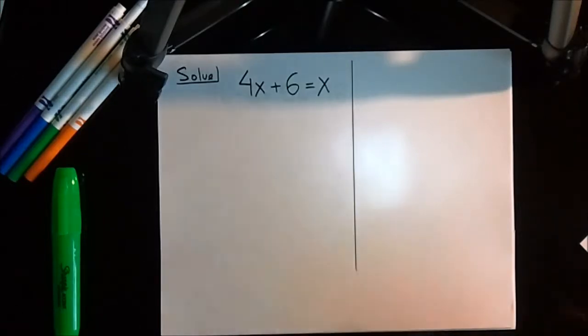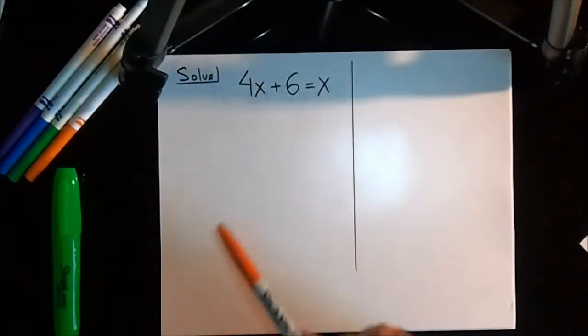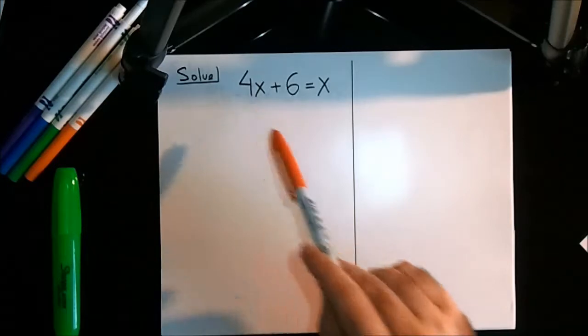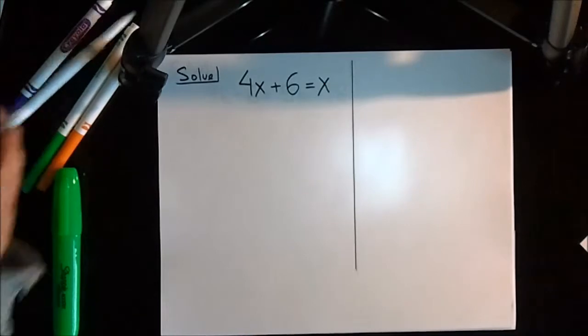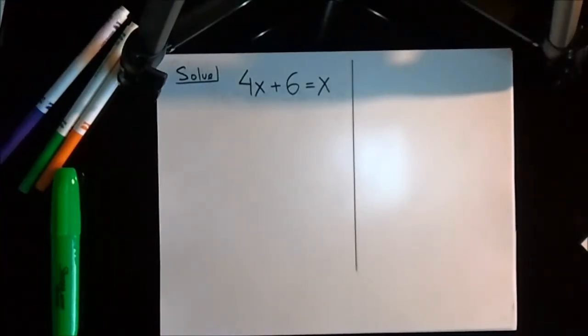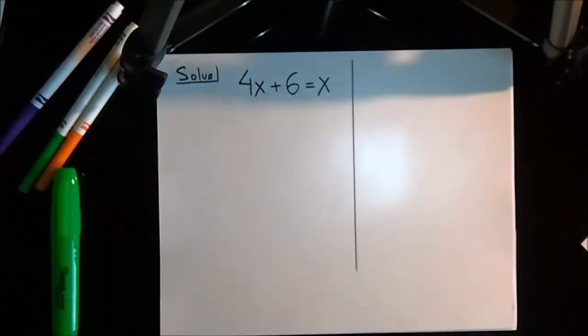But the whole idea is that I want x to be either on this side of the equation or on this side of the equation, but not both. So first I'm going to show you my way, the way I like to work out a problem like this. I like to eliminate whichever x term is smaller or has a smaller coefficient. So whichever has the smaller number in front of it. That's the one I like to eliminate.